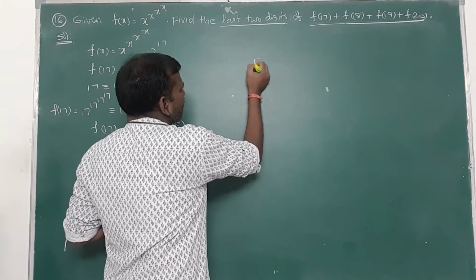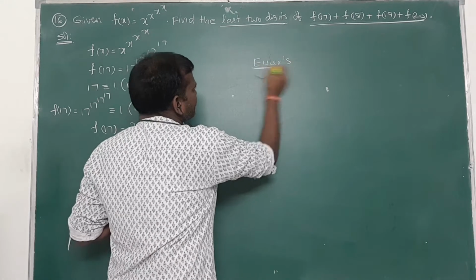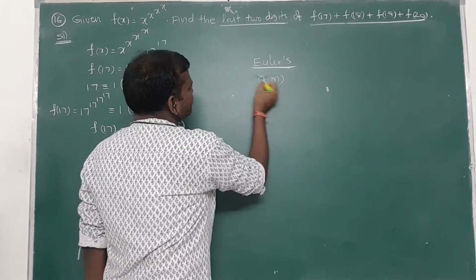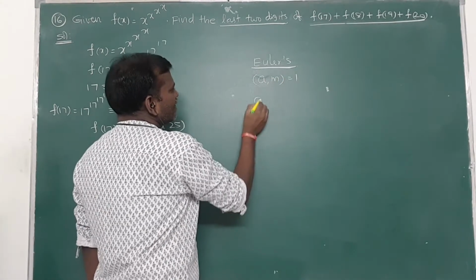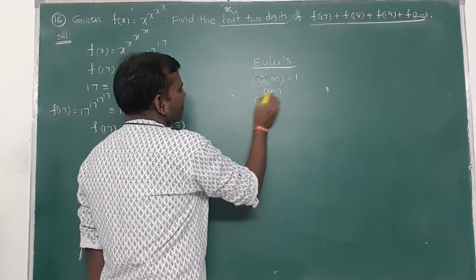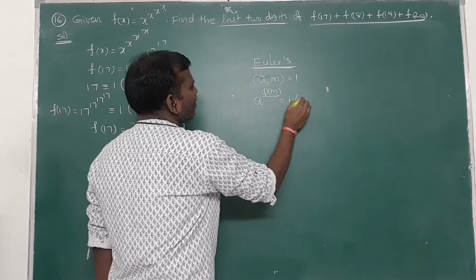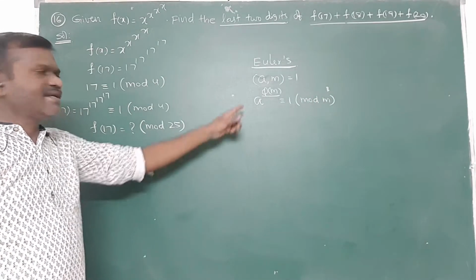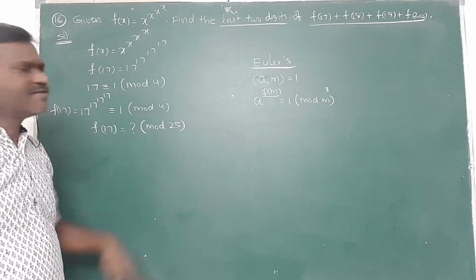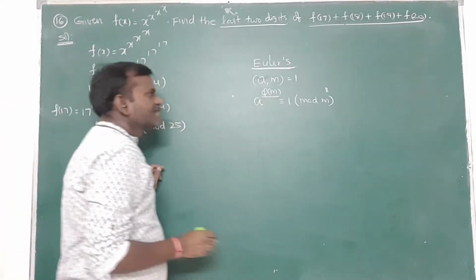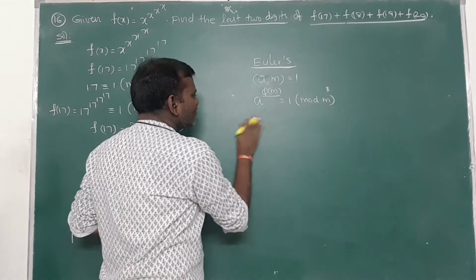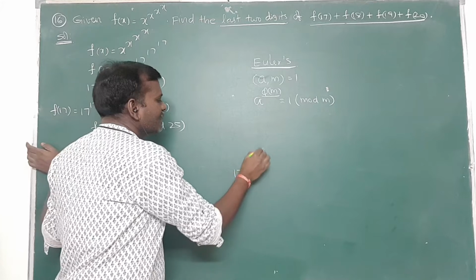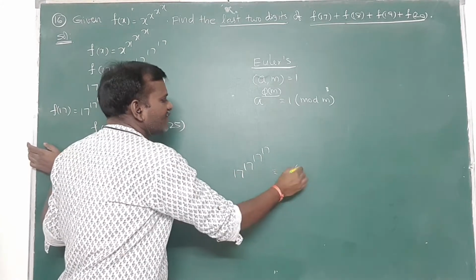So here I will introduce Euler's theorem. What is Euler's theorem? If a, m are co-prime numbers, then a power phi of m, Euler's quotient value, is congruent to 1 mod m. I will find out the quotient value in this question only. I will find out how to find the quotient value of m. Okay, so if I take a equal to 17 power 17 power 17 power 17, when divided by 25, I want the remainder here.